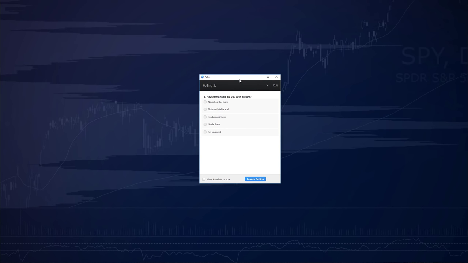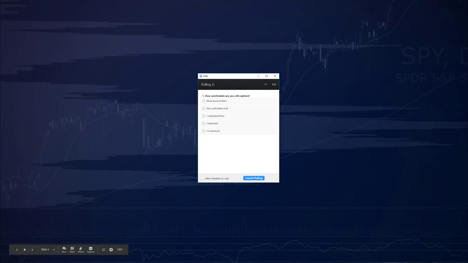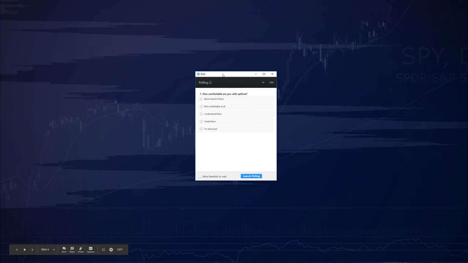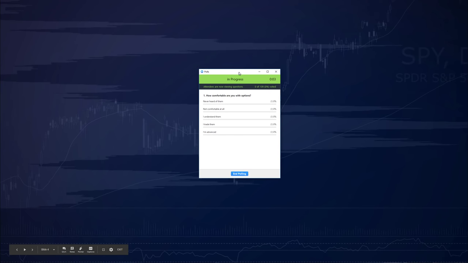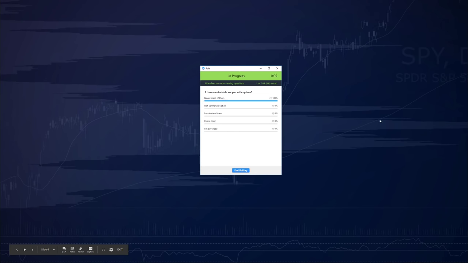So I just want to run this poll quickly with you guys. Let me just share my screen here. Make sure that it's shared. Just so we get an understanding of the people and where you are with options. I'm going to launch the poll now, and you should have that on your screen at the moment. It's pretty cool actually. We can see all the updating there. And the question is, how comfortable are you with options?